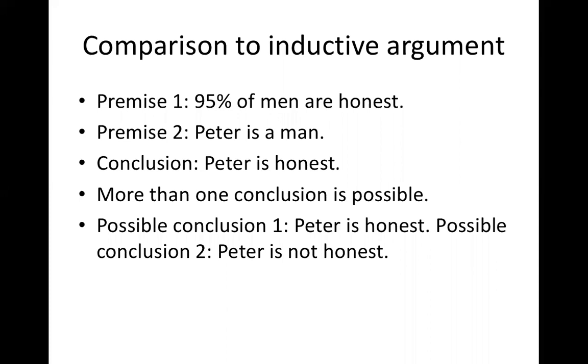This is an inductive argument. 95% of men are honest. Peter is a man. Peter is honest. Now, we said that for an argument to be valid, the premises make the conclusion necessary, and the conclusion follows with certainty. So looking at this argument, do you think the conclusion follows with certainty? No, please. Okay, so why does the conclusion not follow with certainty?